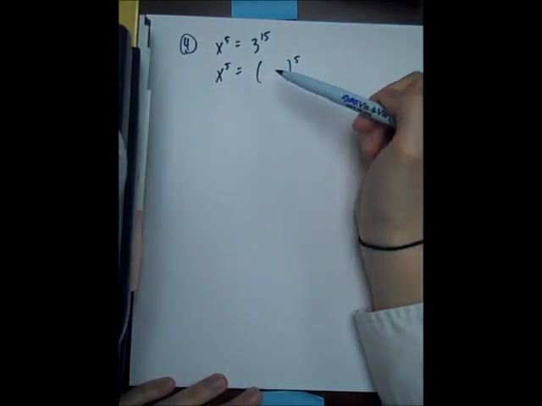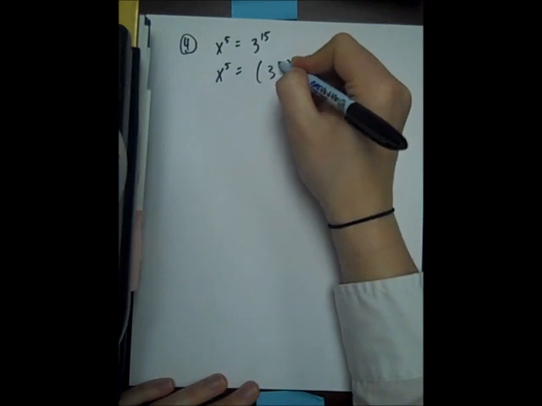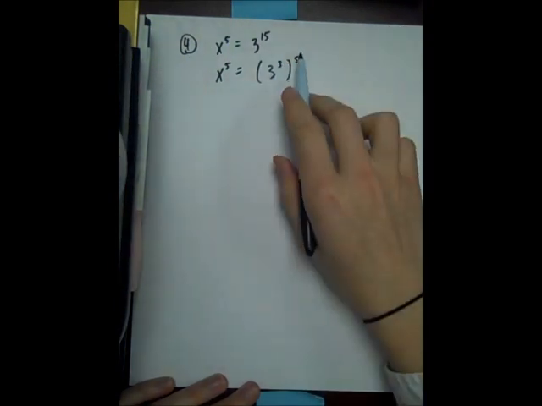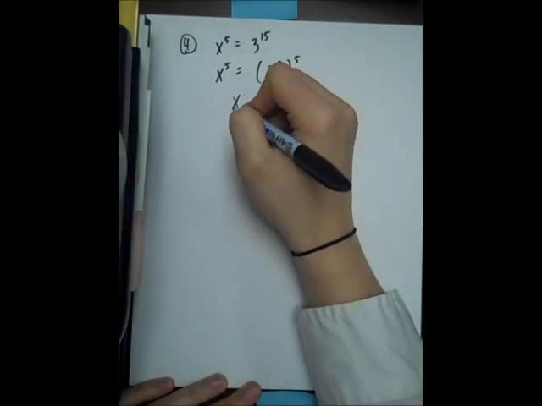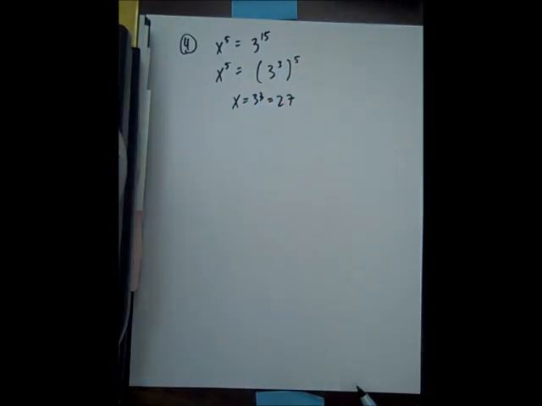So can I write 3 to the 15th as something to the 3rd, or something to the 5th? Sure, I could write this as 3 cubed, because 3 times 5 is 15. So that means that x is 3 cubed, which is 27. So here I wrote everything with the same exponent and set the bases equal to each other.